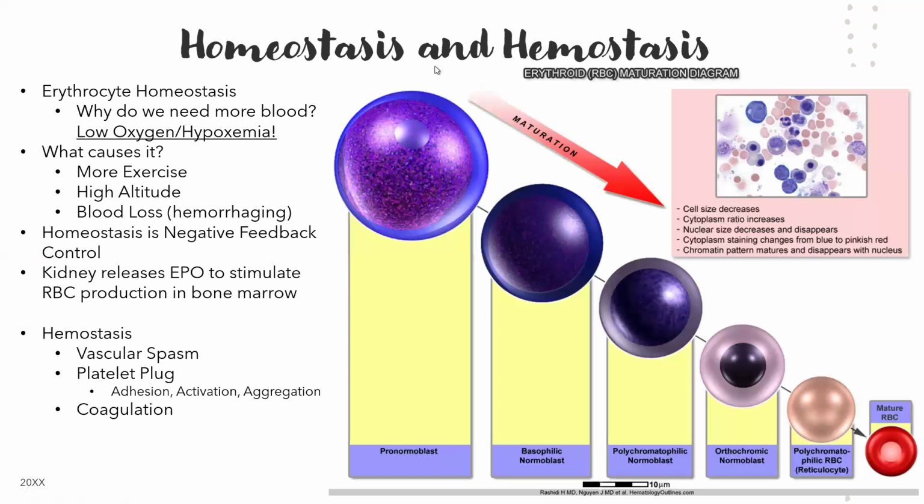So the first thing I'm going to cover for this one is homeostasis and hemostasis, some basic terminology that you want to know for these next 2 weeks. So erythrocyte homeostasis. Basically, why do we need more blood? Typically, we need more blood because our tissues are not getting the appropriate amount of oxygen that we need. This condition is called hypoxemia or a low oxygen condition. Things that could cause low oxygen in the body are more exercise, high altitude, and one you might be thinking of is blood loss or hemorrhaging.